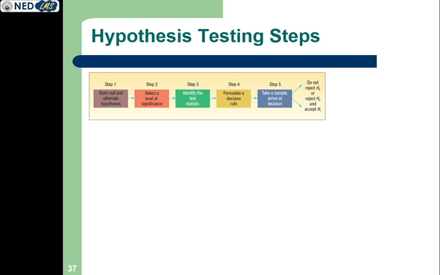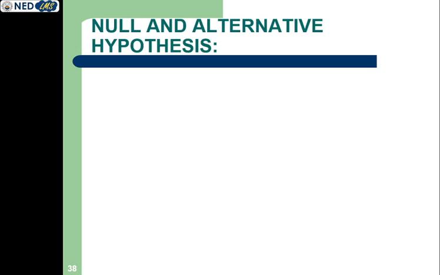Students, there are certain steps involved in testing of hypothesis, but first of all we discuss some of the relevant figures. First of all, null and alternative hypothesis. See this one, students: null hypothesis. We denote the null hypothesis by H naught, H0. H stands for hypothesis and 0 stands for null.